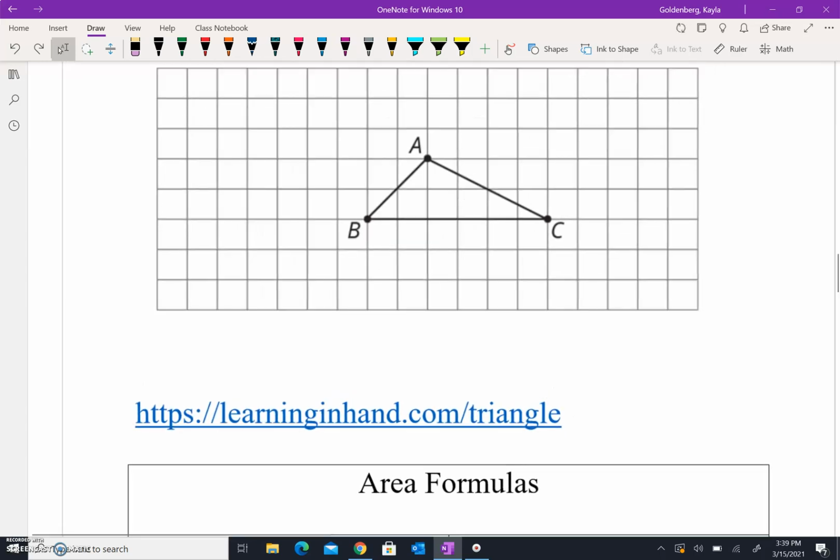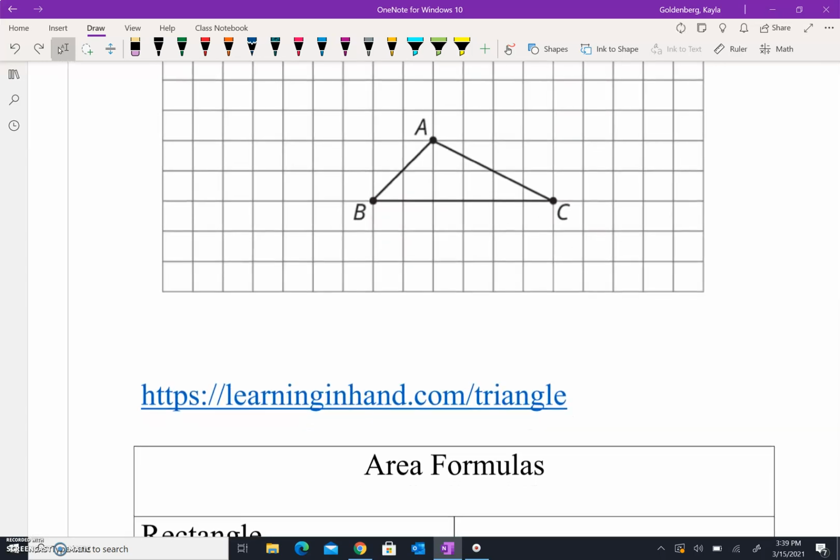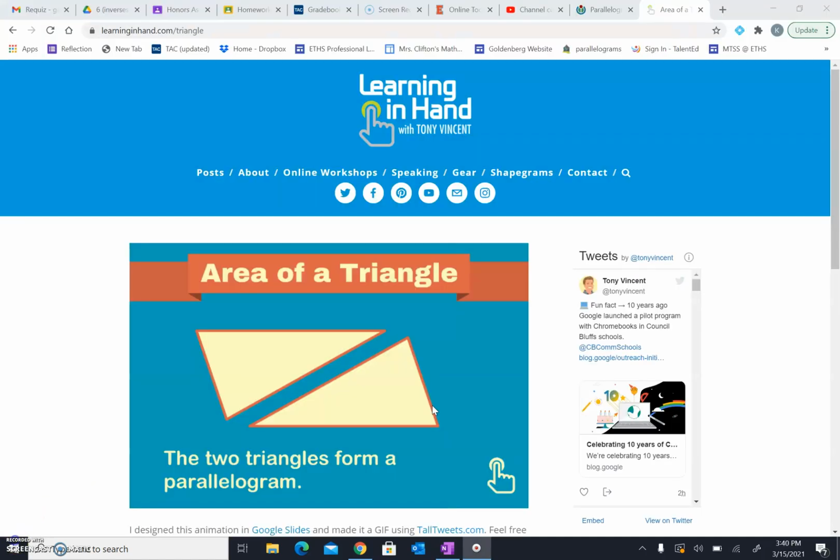And triangle is a little bit harder for students sometimes. We're going to look at the animation for this one, and I think it's going to make a lot of sense when you see the animation. So here is the animation.